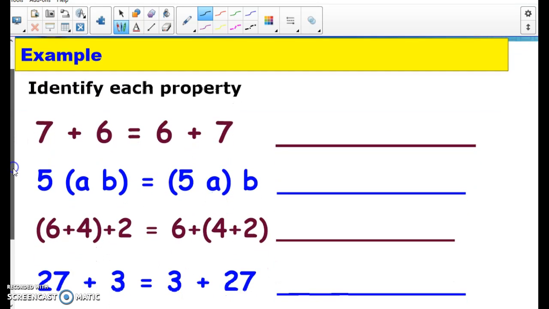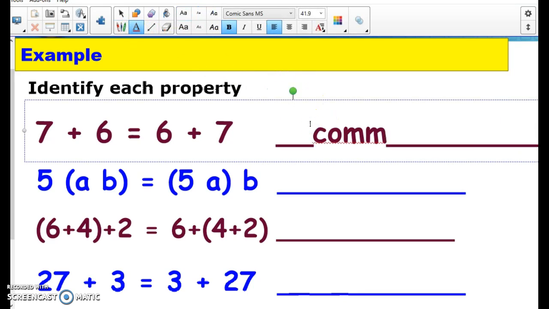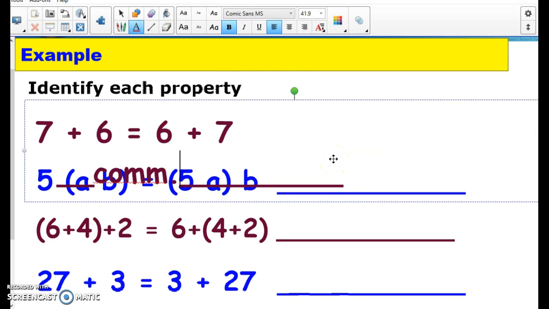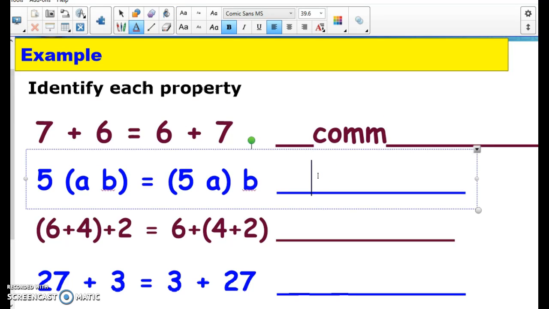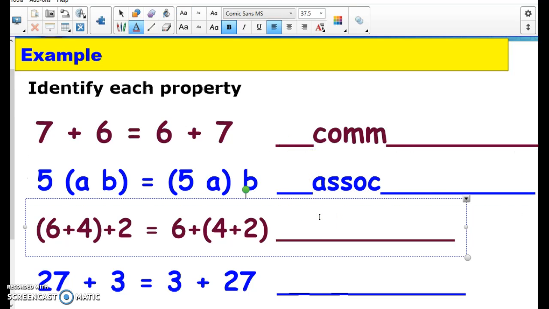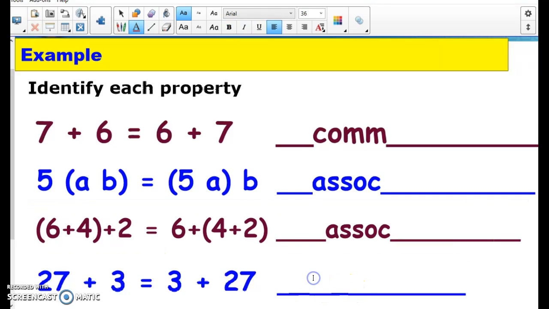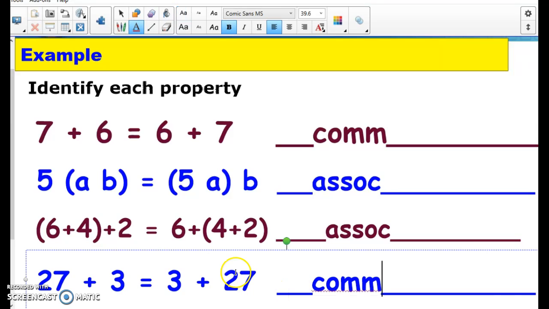Let's review some properties. So 7 plus 6 is the same as 6 plus 7. I am using the commutative property. It's going back and forth. I am commuting. Okay, 5 times (A times B) is the same as (5 times A) times B, which is the associative property. Here's another one where it's going to be the associative property. (6 plus 4) plus 2 is the same as 6 plus (4 plus 2). So it just depends on where the parentheses are. And this last one is going to be an example of the commutative property.